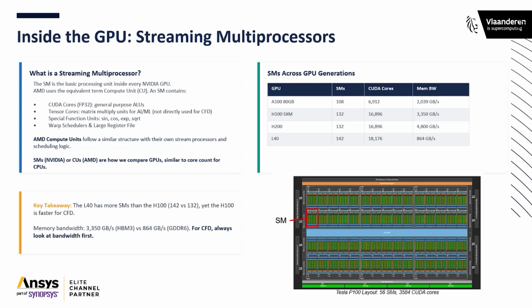But of course, not always. The more cores or the more SMs you have, the better your performance is, because like I already told you, memory bandwidth is even more important.